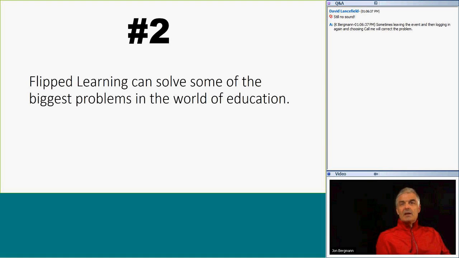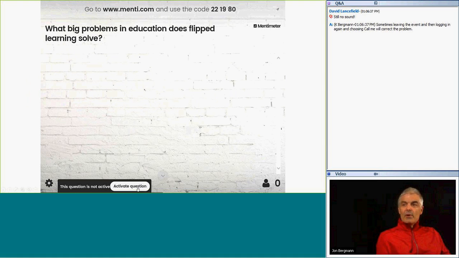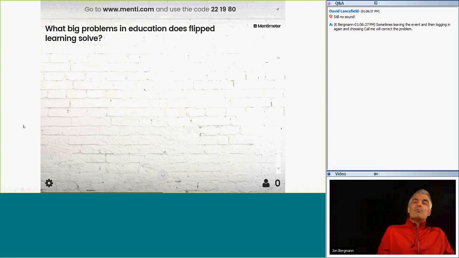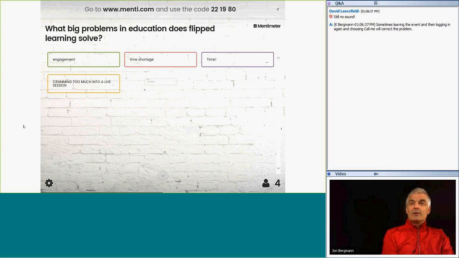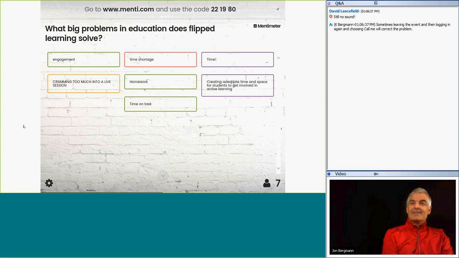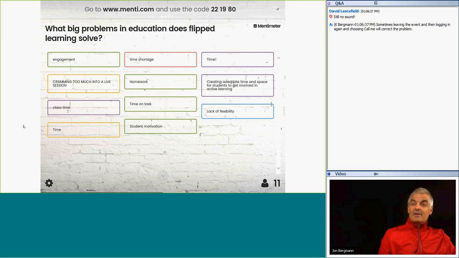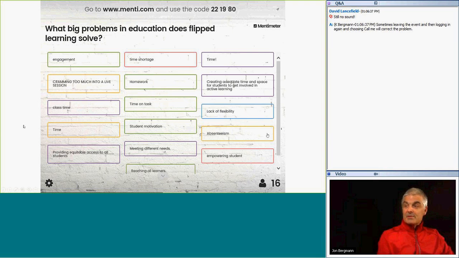So if you can get out your device again, go to menti.com, and what I want you to do is just type in what big problems, from your perspective, from your lens, in education does flipped learning solve? Type in a response, whatever response you have, we can use your feedback here. So go to menti.com, 22180. Engagement, awesome. Time, there you go. Crunch in a live session. Oh yeah, homework. Oh yeah, I got a book on that.